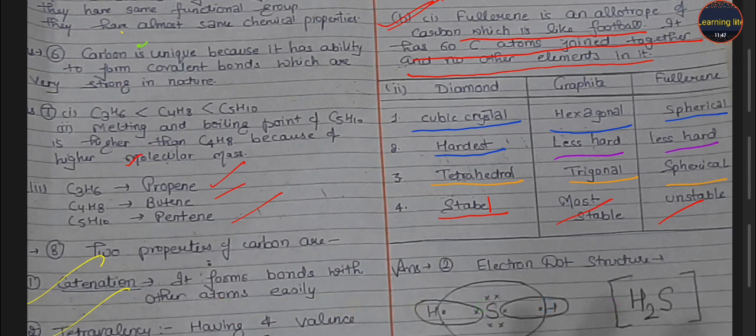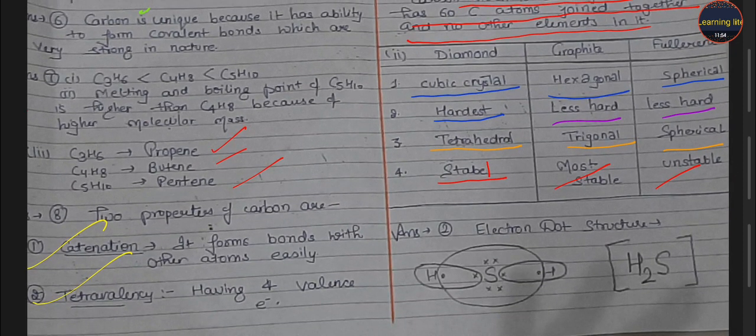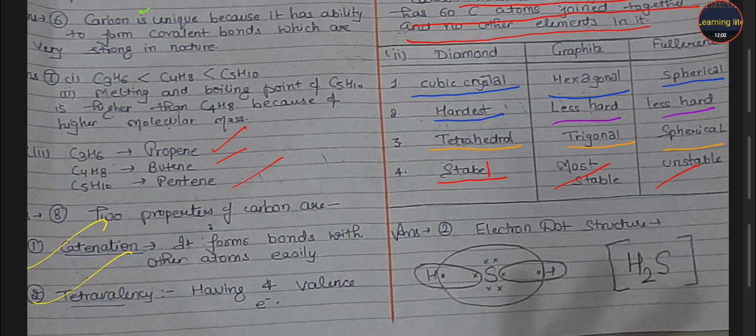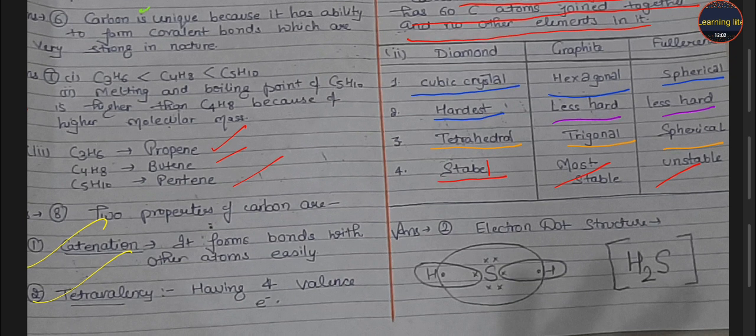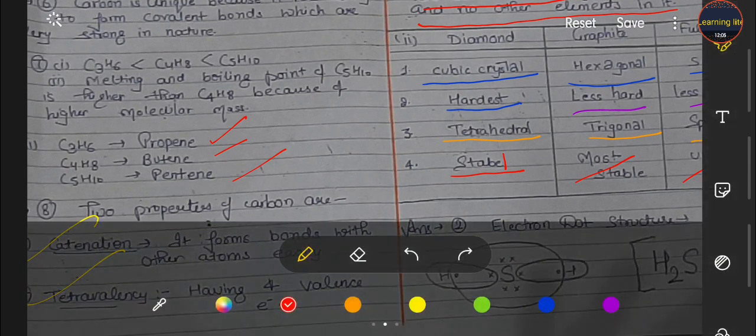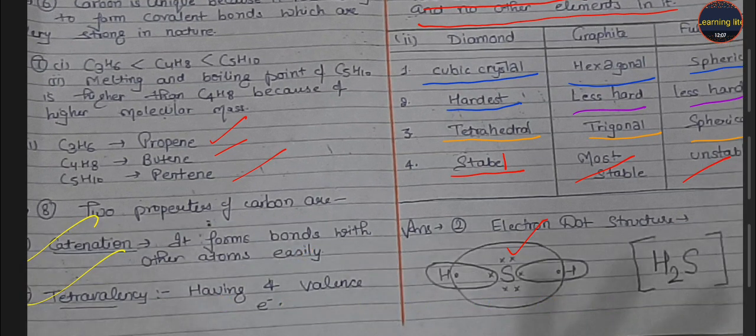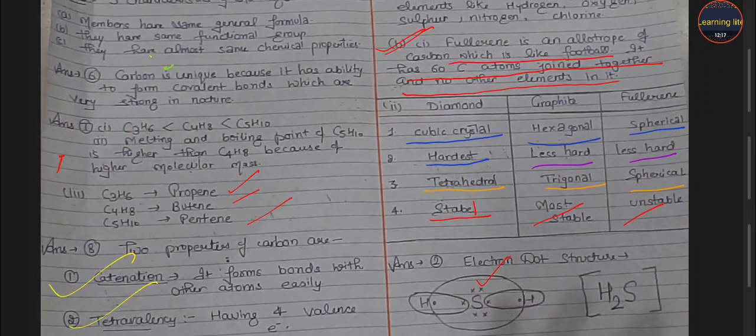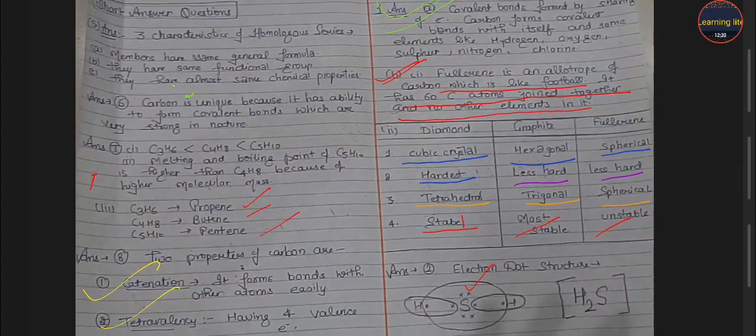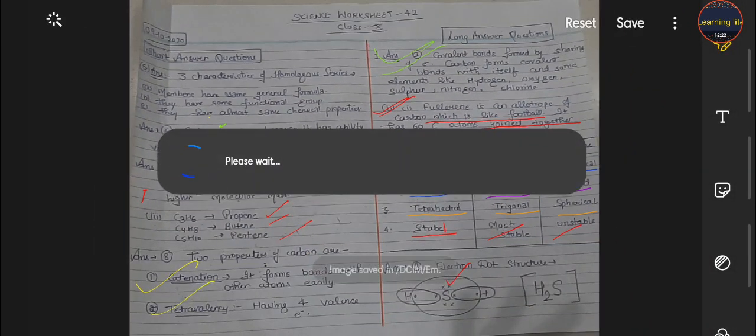Okay, let's move to the second question, student. Electron dot structure of H2S. So we have to draw the electron dot structure by comparing their valency and how they share their electrons to complete their octet. Sulfur has valency 6, student. It needs 2 electrons to complete its octet, so it shares electrons with the hydrogen and forms this electron dot structure. I think this structure is clear to you. Now let's move to the second electron dot structure.